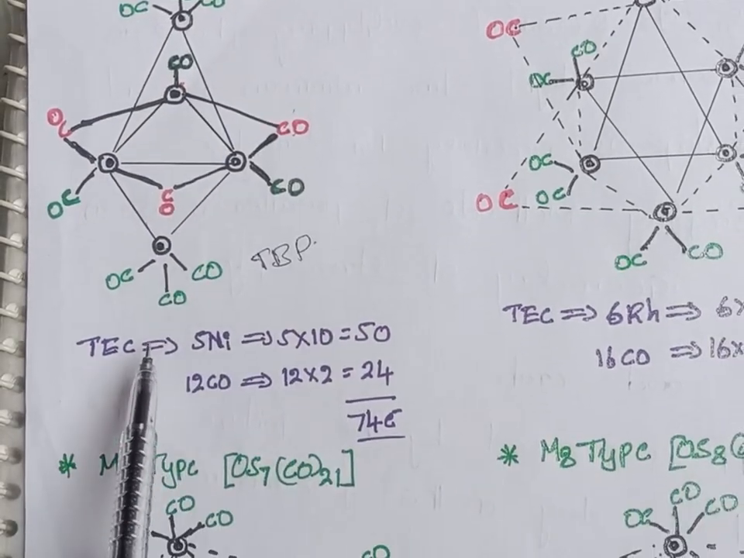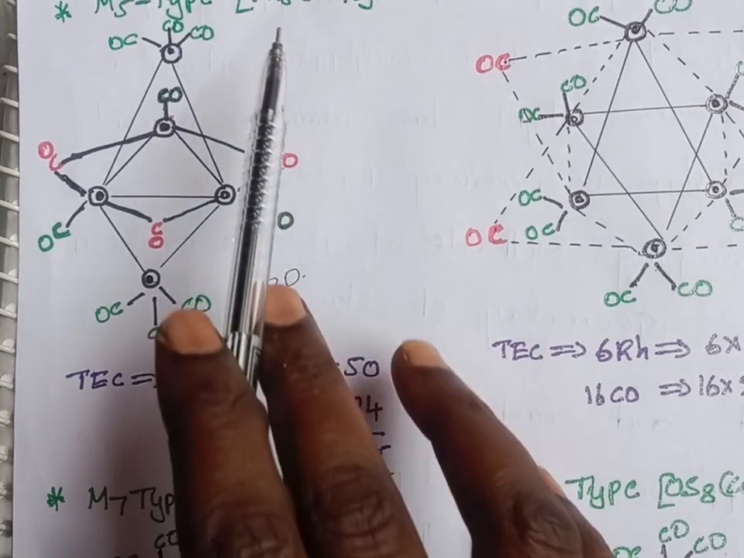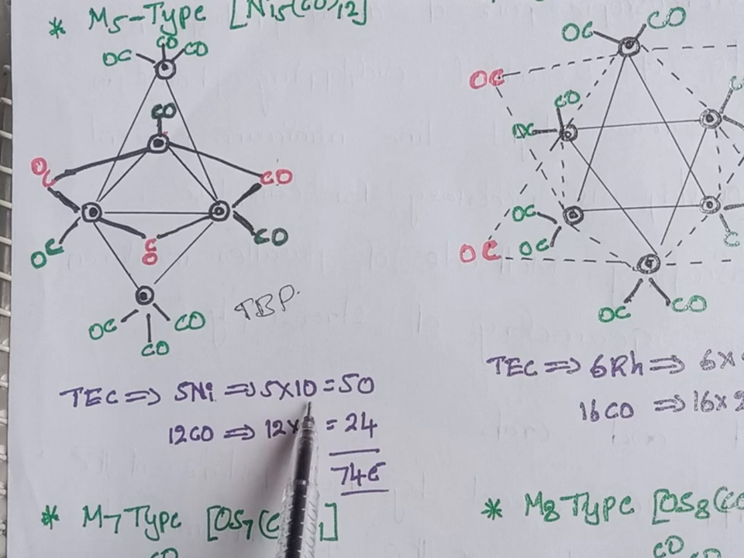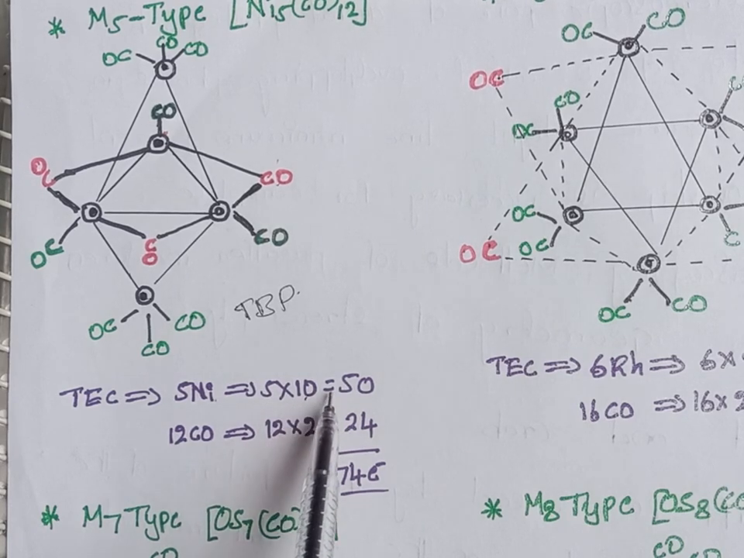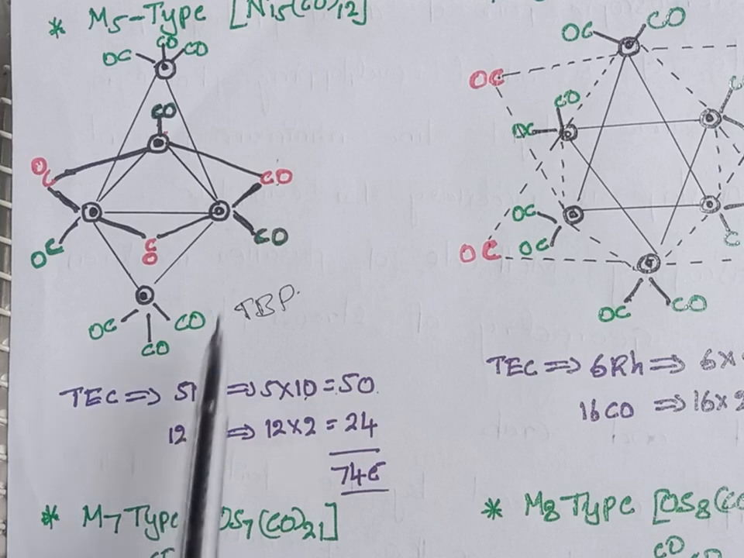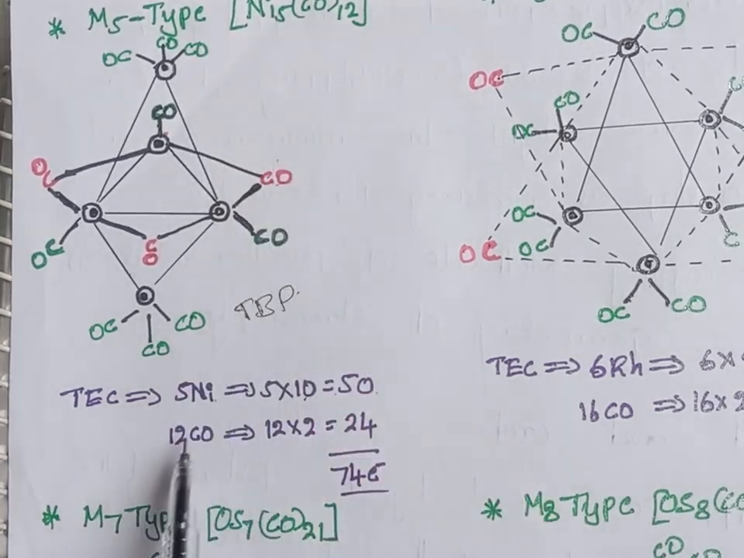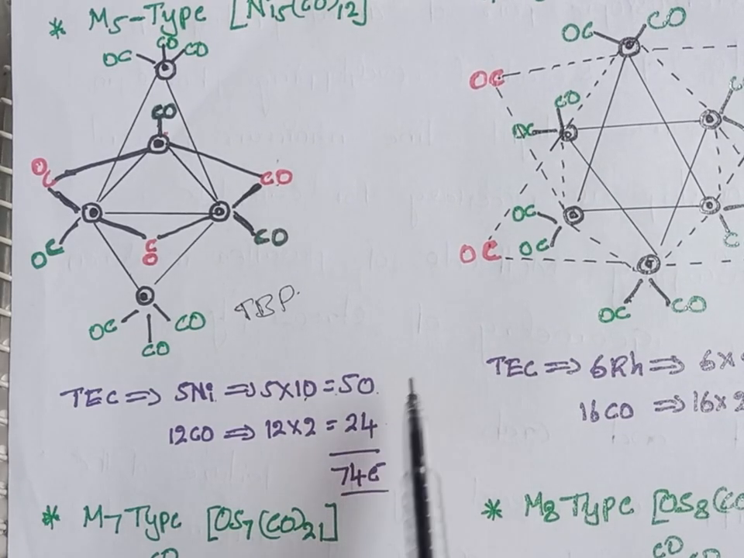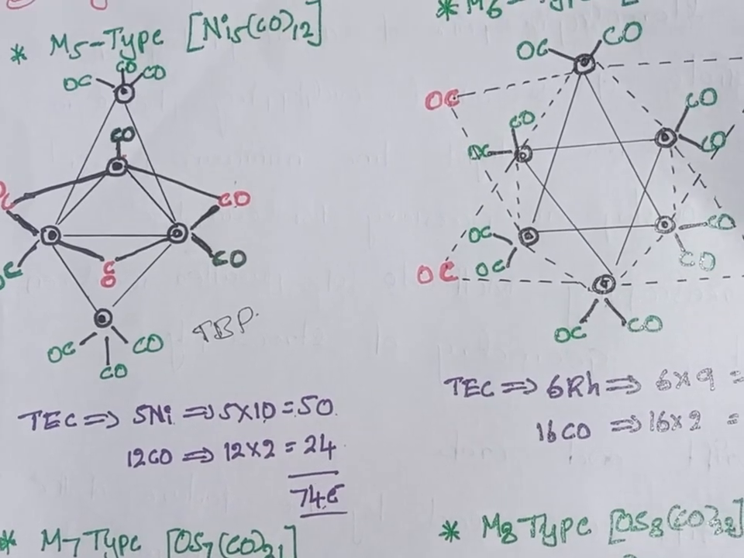And if you see the total electron count for this M5 type carbonyl cluster, 5 nickel atoms are there, right? So 5 nickels, 5 into the valency of nickel, which is 3d8 4s2, that is 10, so 50. And 12 carbonyl ligands are there, each carbonyl donating 2 electrons, 12 into 2 is 24 electrons, so the total electron count will be 74 electrons.